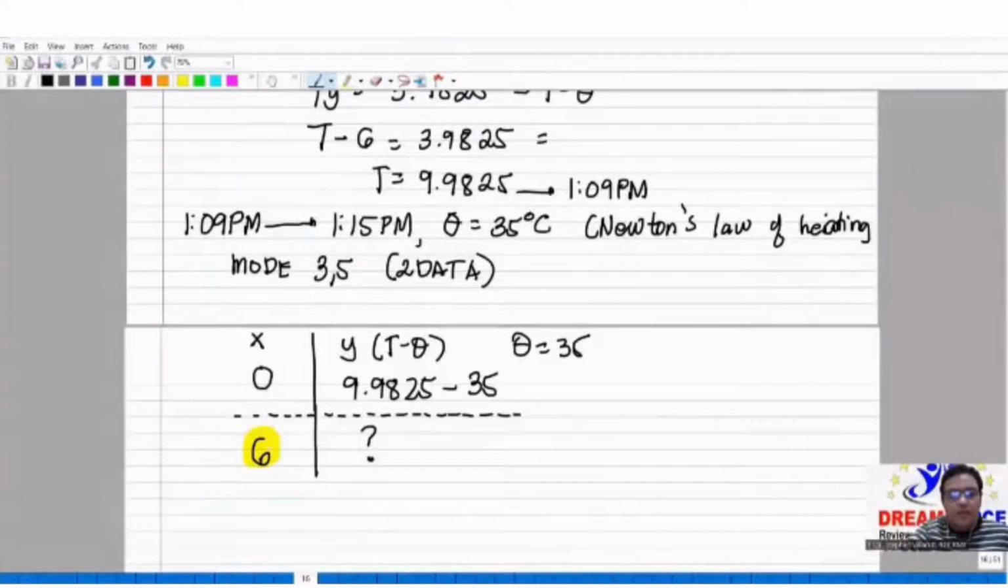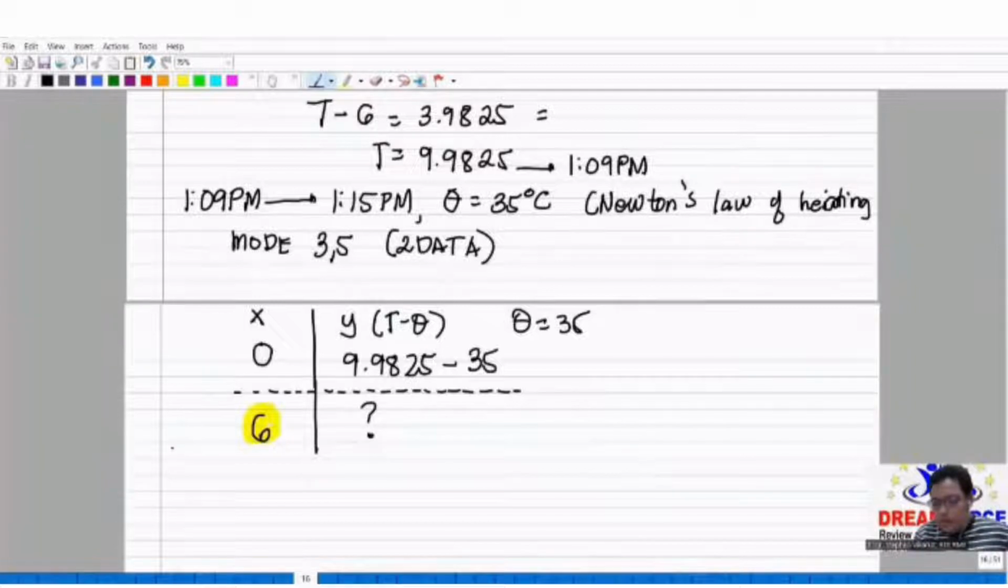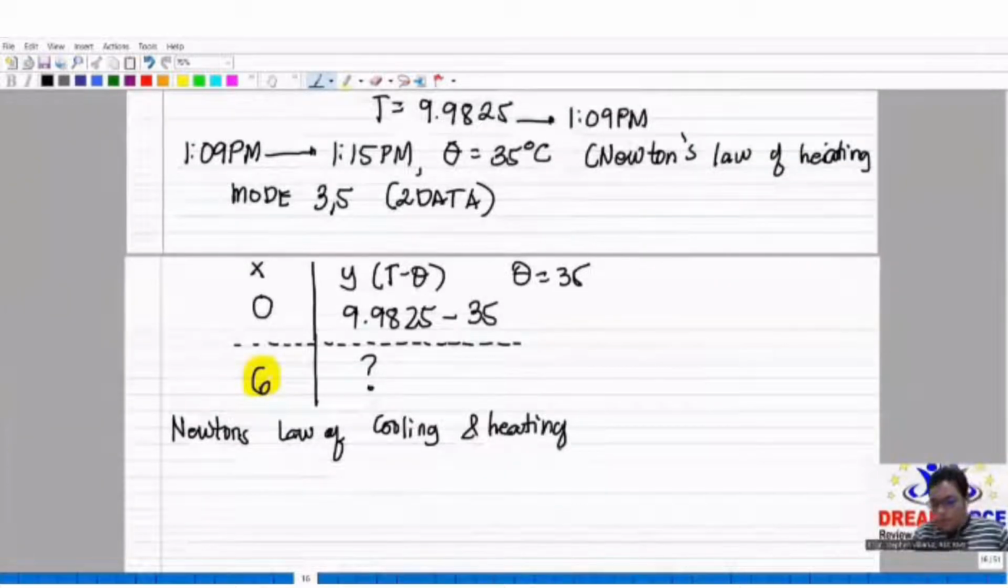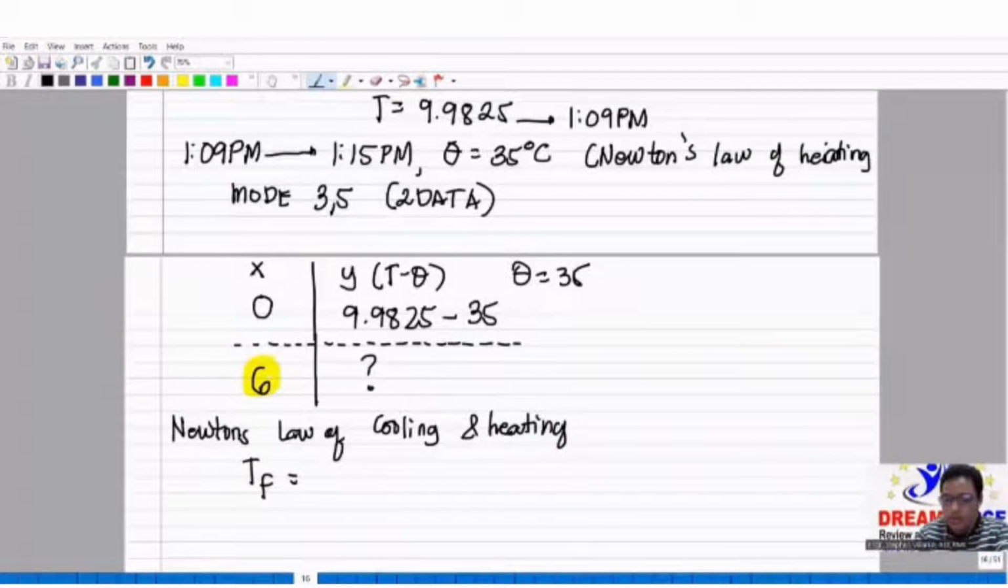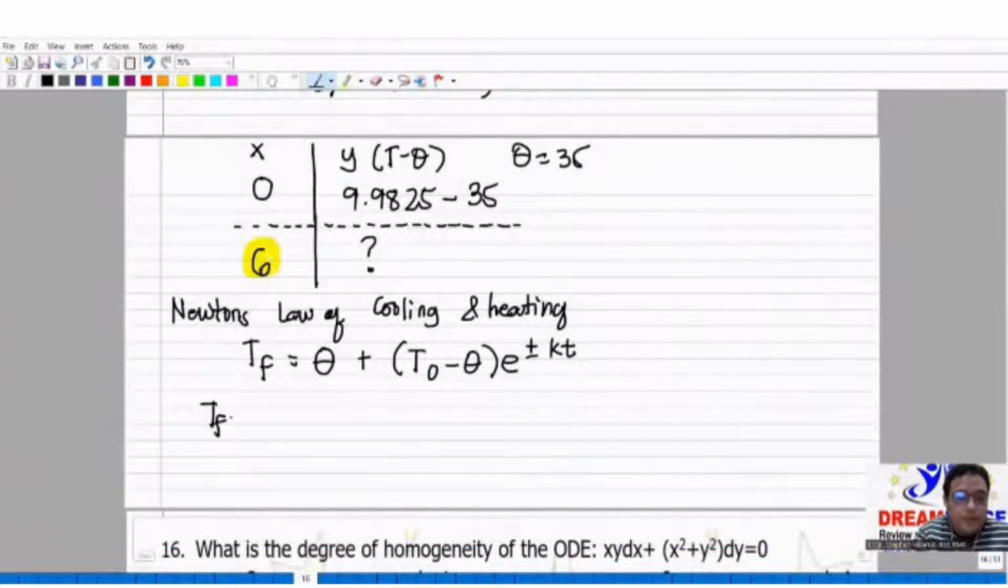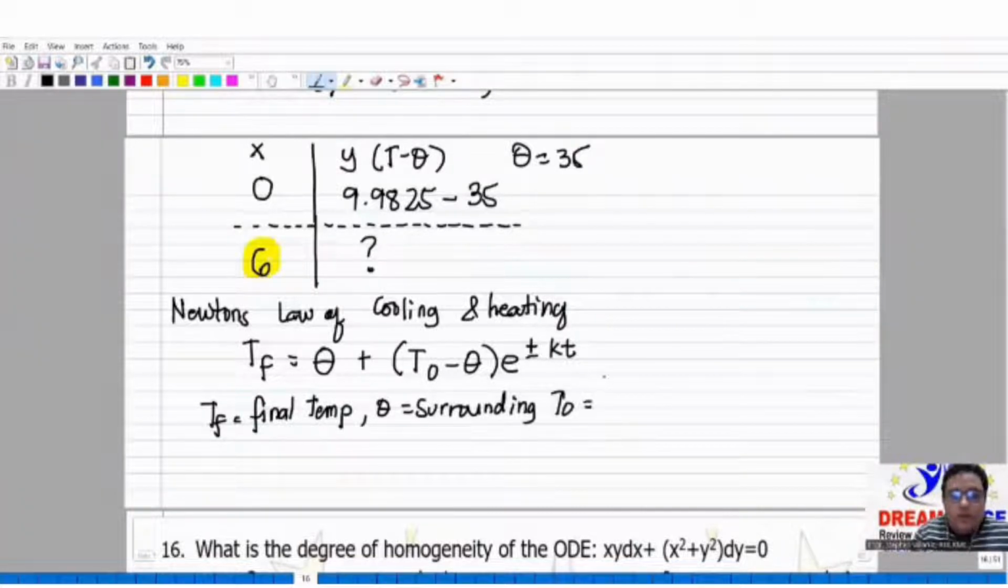Okay, so therefore, kung isang data lang ang available dito, we will use your general formula. Okay, so your Newton's law of cooling and heating. Magkasama to. So that is TF is equal to yung theta natin, surrounding temperature, plus the quantity T0 minus theta, multiplied by e raised to positive or negative kt. Okay? So, ano itong mga to? Okay, so for TF po, this is the final temp. Theta is surrounding temperature. T0 is your initial temp.